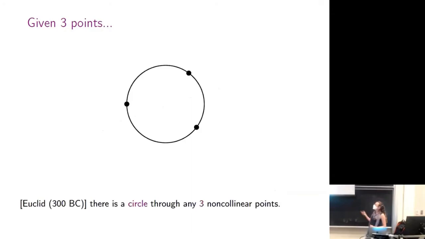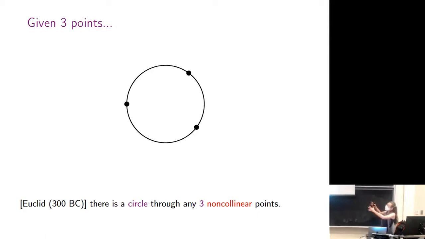What about 3 points? Circle. Yep, I can do a circle. Again, 300 BC. It's in Euclid's Elements. There's a circle through any 3 non-collinear points. So I want to point out this non-collinearity, right? If my points all were on a line, then I wouldn't be able to pass a circle through them.